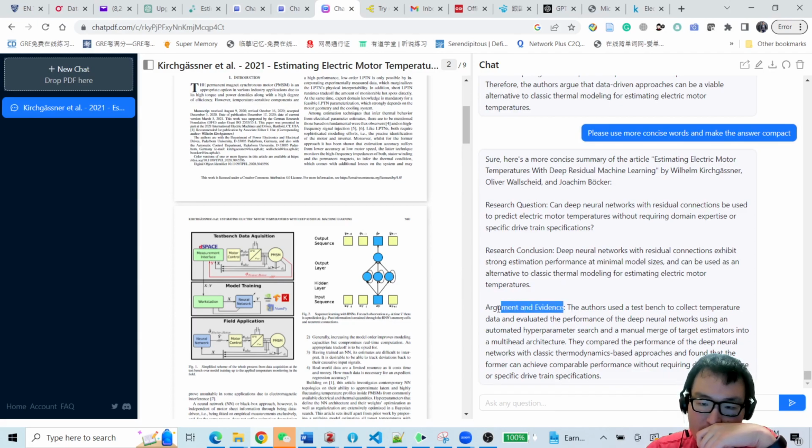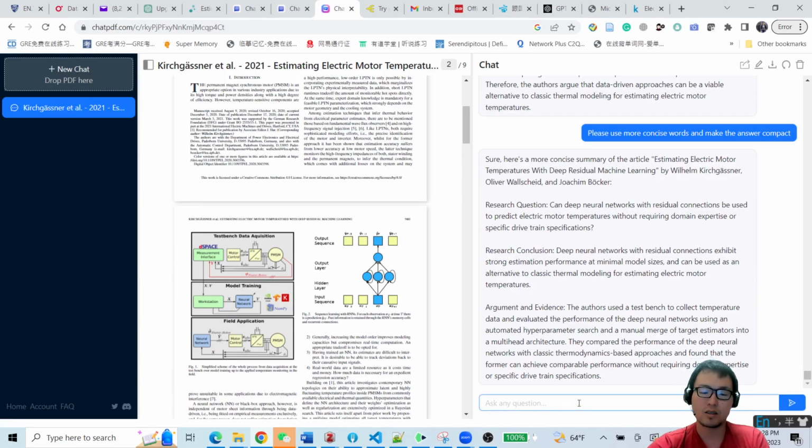And we have this argument and evidence, where the authors used a test bench to collect temperature data and evaluated the performance of these deep neural networks using an automated hyperparameter search and a manual merge of target estimators into multiple hybrid architectures. They compare the performance of the deep neural networks with the classic thermal model approach and found out the former can achieve comparable performance without requiring domain expertise and specific drivetrain specifications. So in my opinion, this is a very concise and good summary.